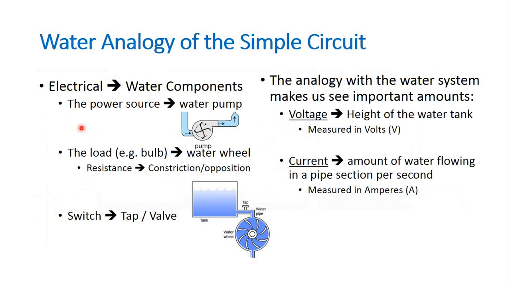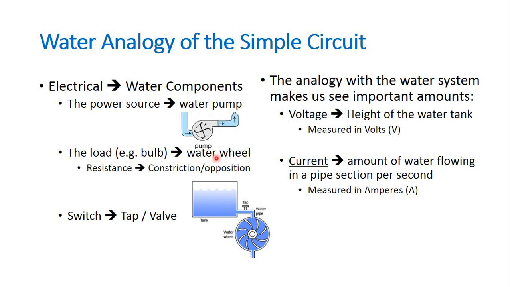So more formally, we can say that there is some analogy. I'm symbolizing with this arrow the analogy here between electrical and water systems and components. So speaking about components, we said that the power source has analogy with the water pump. The load, in that case it was the fan, and here we wrote the bulb, has analogy with water wheels.